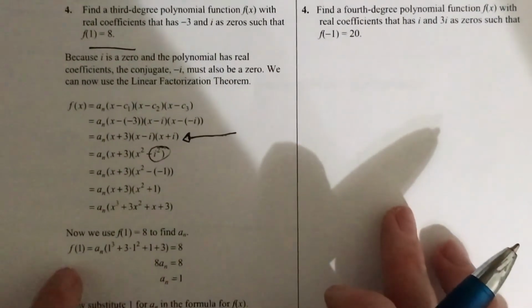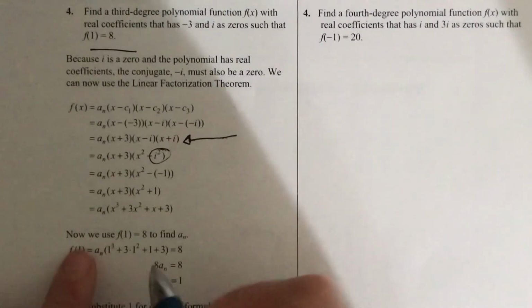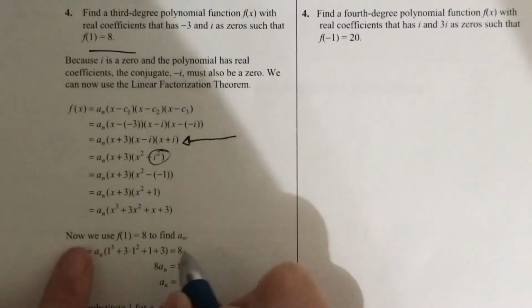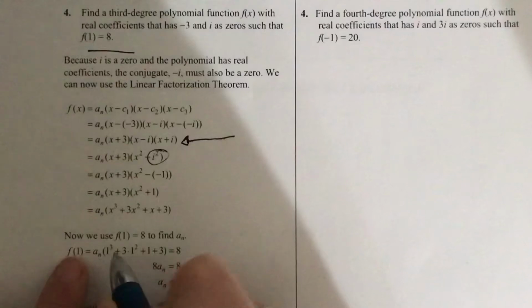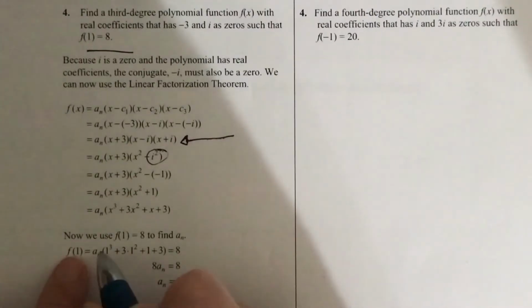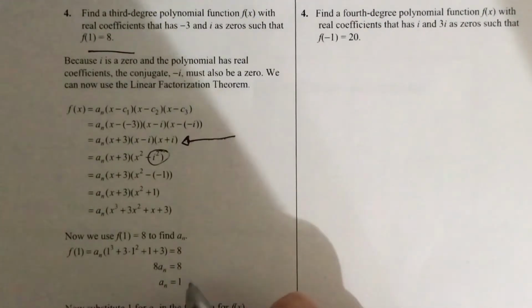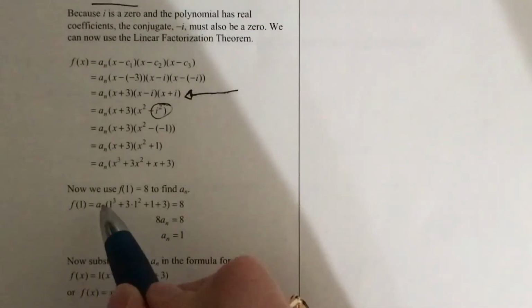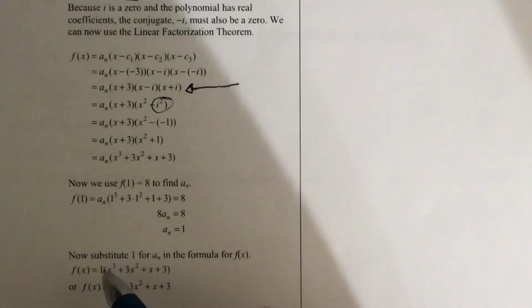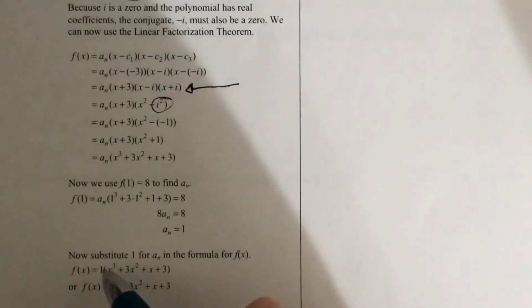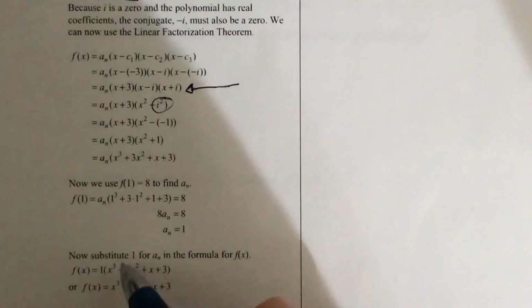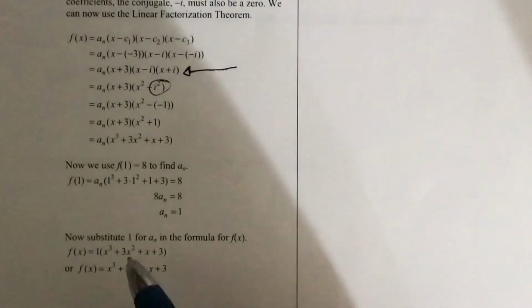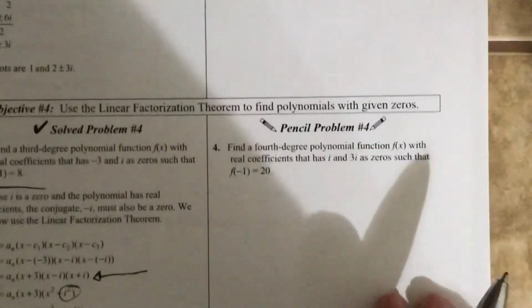So here they're plugging in 8 for y and 1 for x and solving for an, and they get that an is 1. And then you put an back into the function. Now, since it's 1, they basically just removed the parentheses. If this had been like negative 1, you would distribute it. Okay, so try your pencil problem.